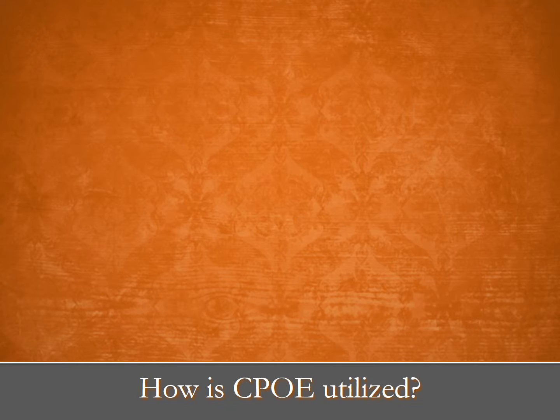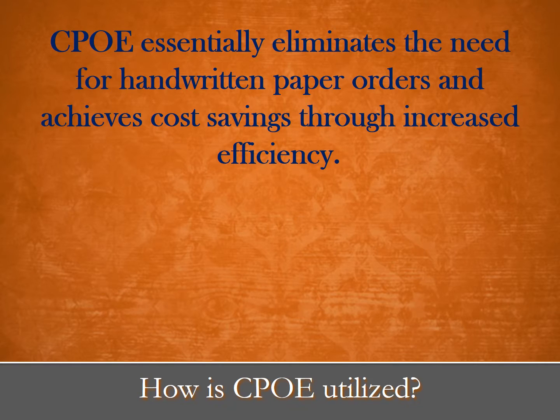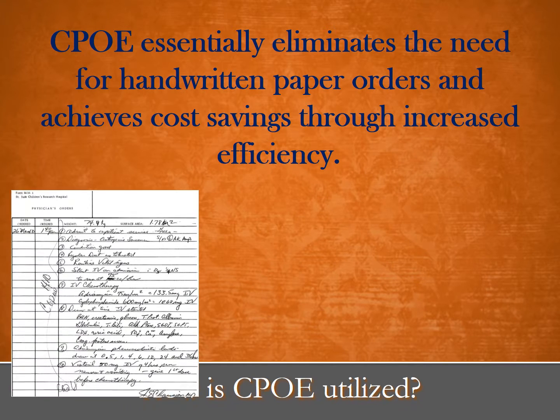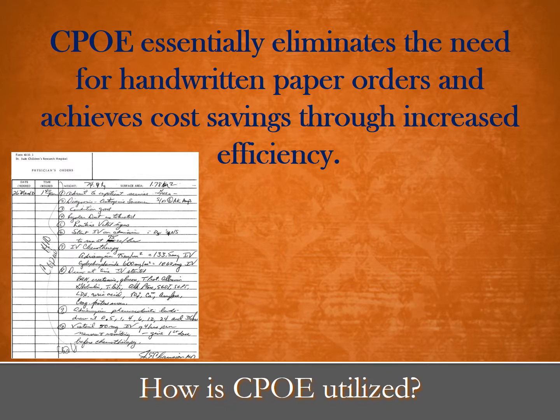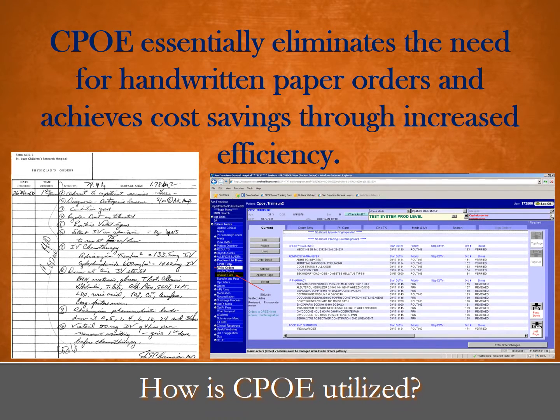So how is CPOE utilized? CPOE essentially eliminates the need for handwritten paper orders, and it achieves cost savings through increased efficiency. If you take a look at this first picture, it is a handwritten physician order. As you can tell, it may be a little hard to read or illegible, and it may be hard to transcribe. This next picture is a CPOE. The doctor put the order in the computer system, which makes it visually better, it's legible, it just looks better than the actual handwriting.